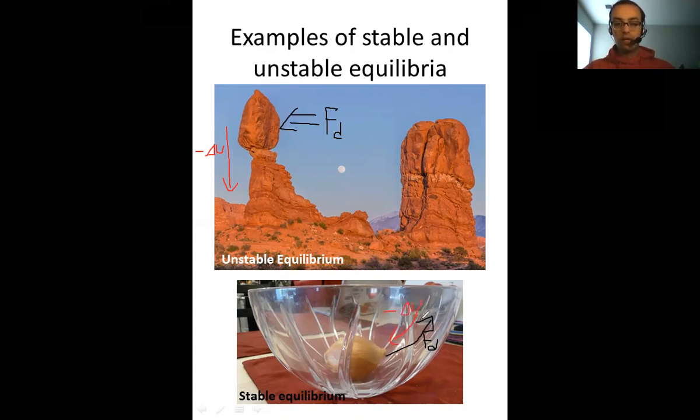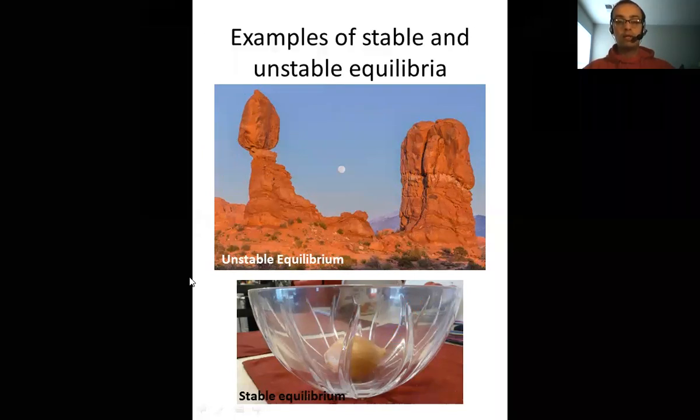But in this case, it's pulling us back to the starting state of that equilibrium, whereas here, the equilibrium has changed. In other words, the state of this rock has changed when a disturbing force is applied. Whereas in the stable equilibrium, when this disturbing force is applied, it tends to restore the stable equilibrium.